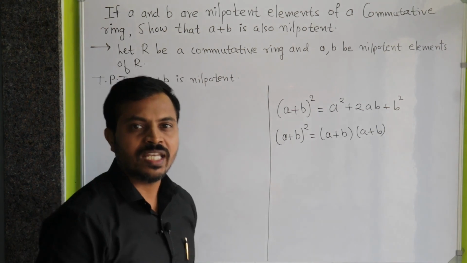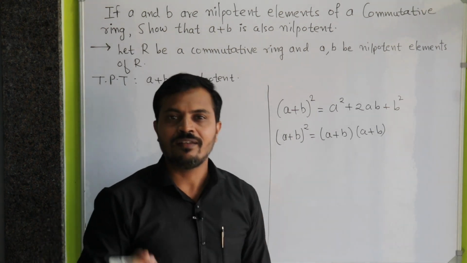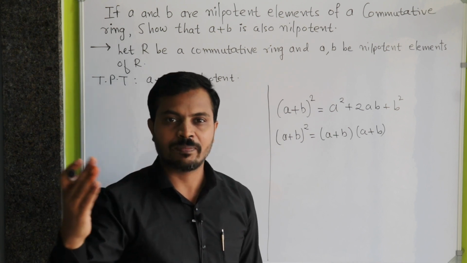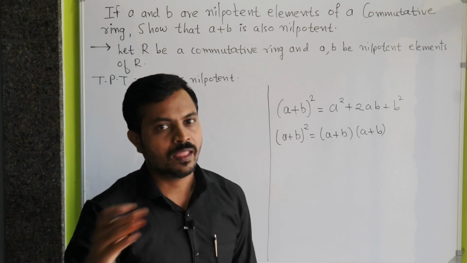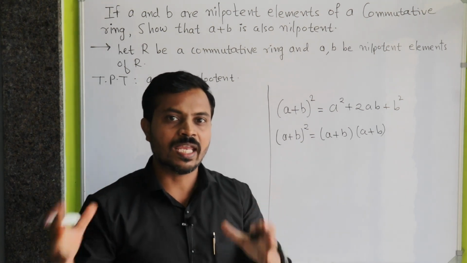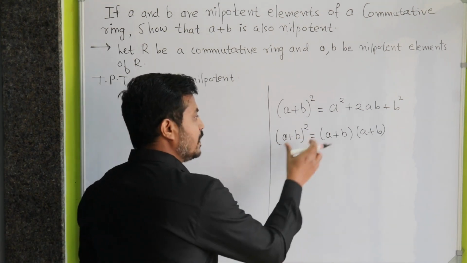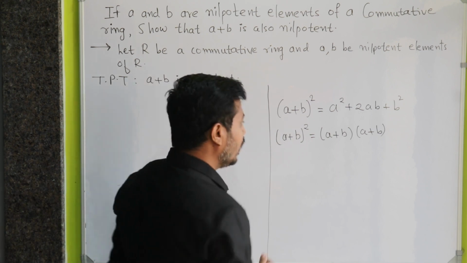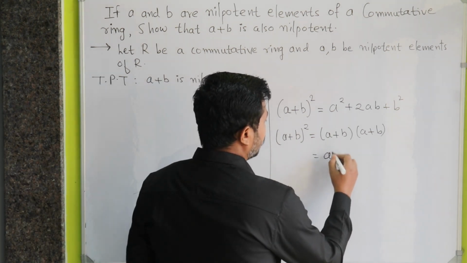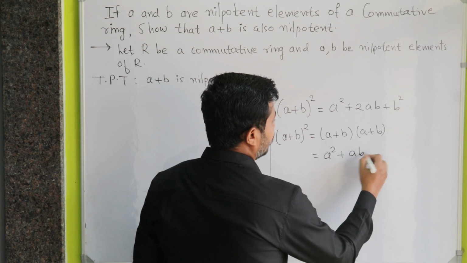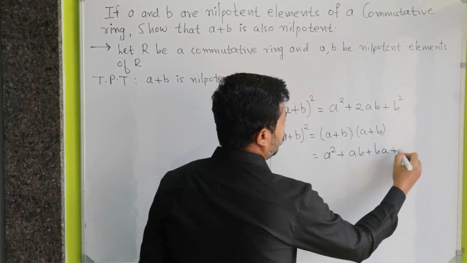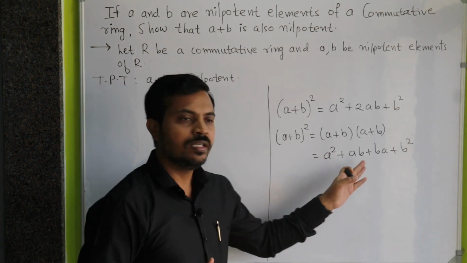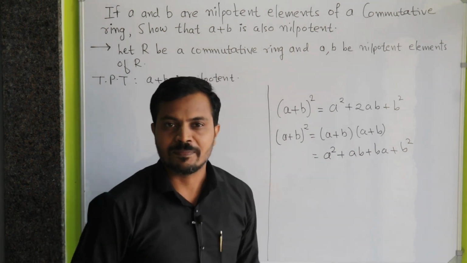Now we are talking about it in terms of ring theory, right? In ring theory, a raised to 3 is nothing but a multiplied by a. Similarly, a square will be a multiplied by a. So (a plus b) square can be written as (a plus b) multiplied by (a plus b). If you solve it, we observe that it comes out to be somewhat like this: a square plus ab plus ba plus b square.